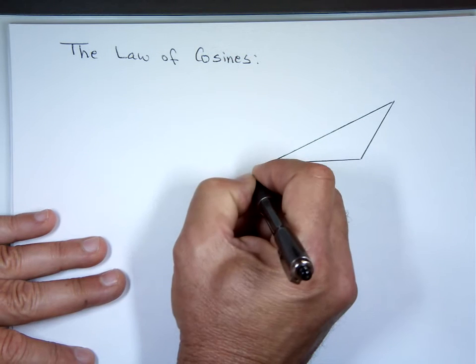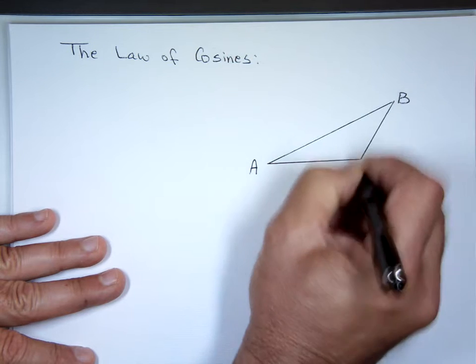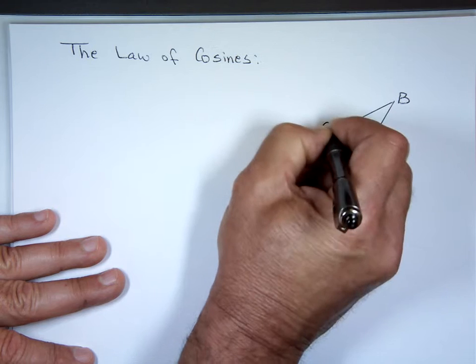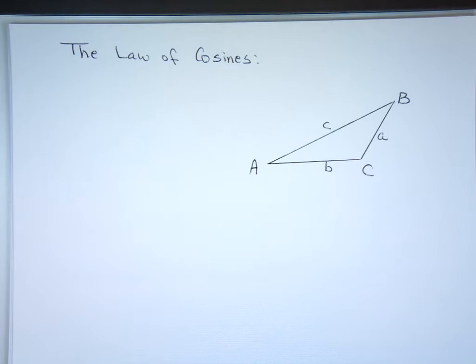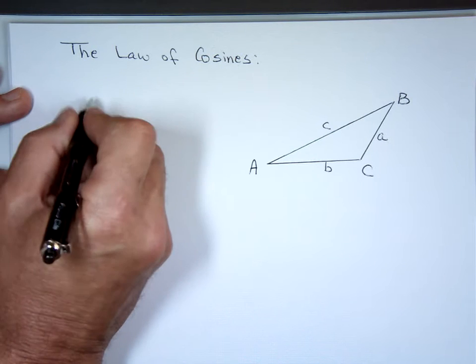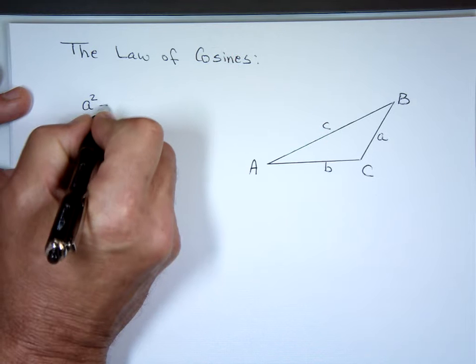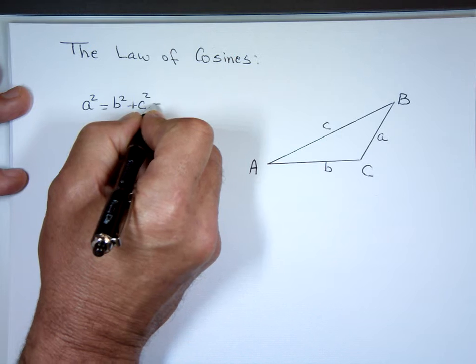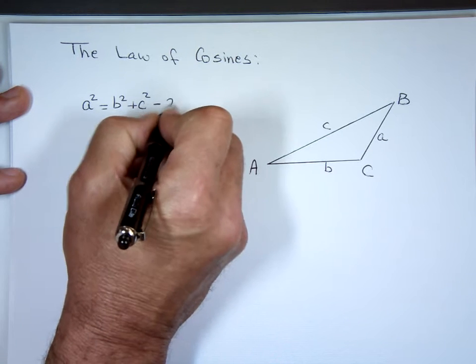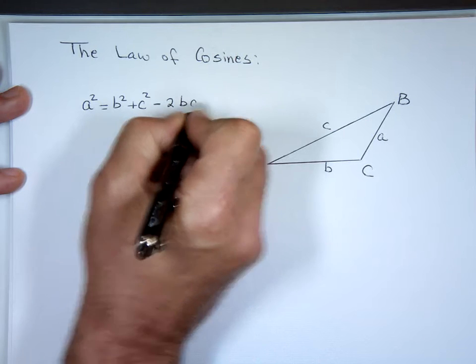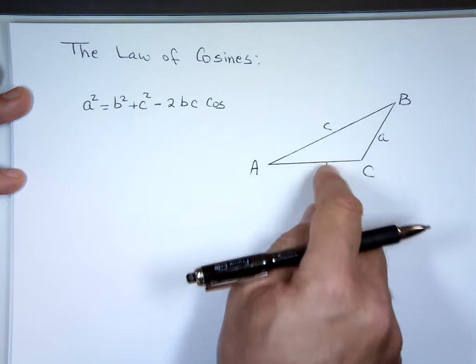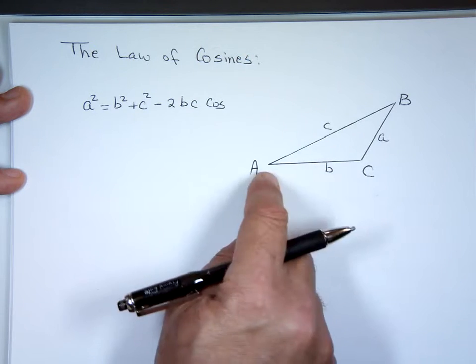Let's call this angle A, B, C. This is side A, side B, side C. Now the law of cosines, you can rewrite that 3 times. You can say A squared equals B squared plus C squared minus 2 times B times C times cosine the angle between B and C. What is the angle between B and C? Which angle? Angle A.